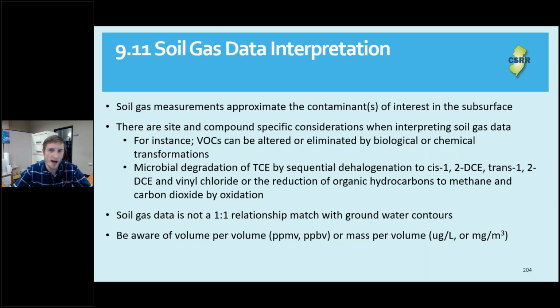Soil gas data is not a one-to-one relationship match with the groundwater contours. And be acutely aware of volume per volume, which is parts per million and parts per billion, and mass per volume, which is micrograms per liter or milligrams per meter cubed. If you get results from a lab, they're going to give you both, but you don't want to confuse them. And you can also convert between the two. You just need to know a constant based on standard pressure and temperature and the molecular weight of the compound in question.